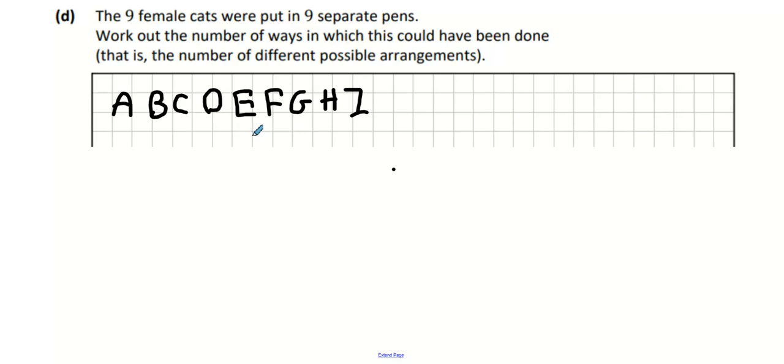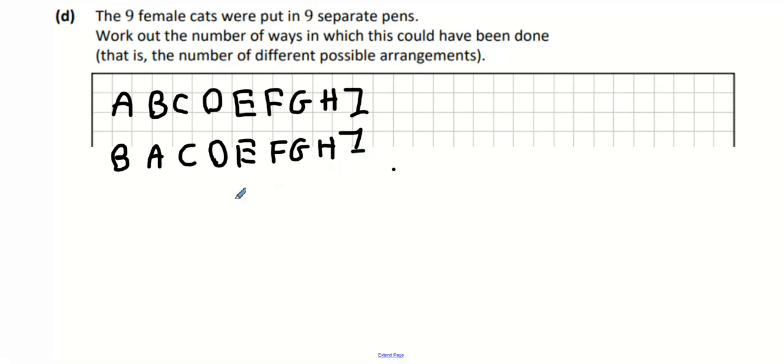Any arrangement counts. A goes in pen number 1, B goes in pen number 2, C goes in pen number 3. I can change this around. See the way I can just change around B and A if I want? That's another way I could have done it, isn't it? And then we have to find out how many different ways this can go down. We're not going to write them all down, are we? Way too long. Anybody have any ideas? How many options is there for the first pen? How many cats do I have to choose from? 9. I choose one of the 9 and I put them in. How many cats do I have left to choose for the second pen?